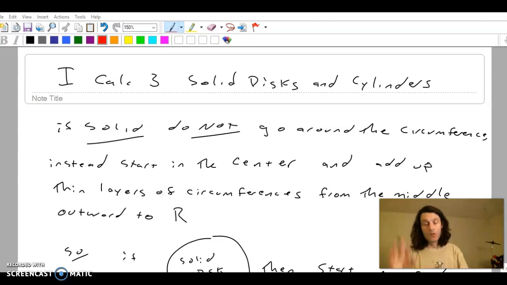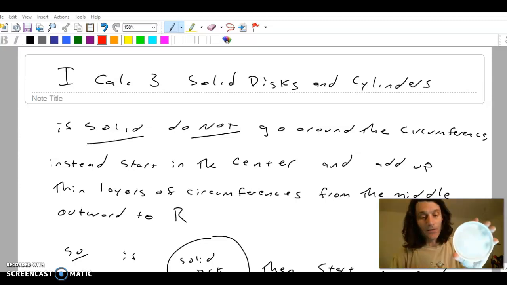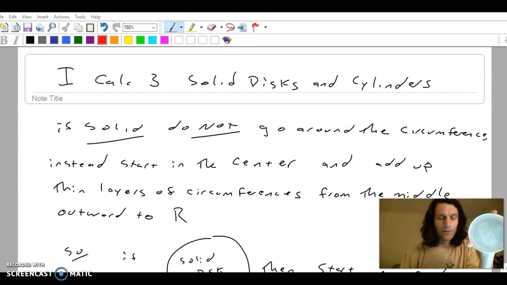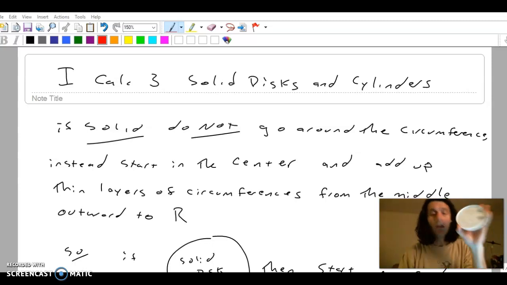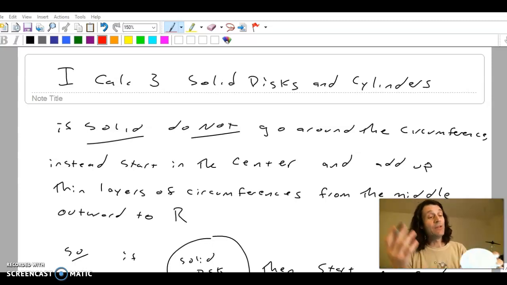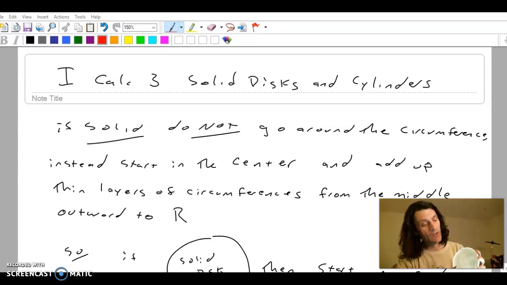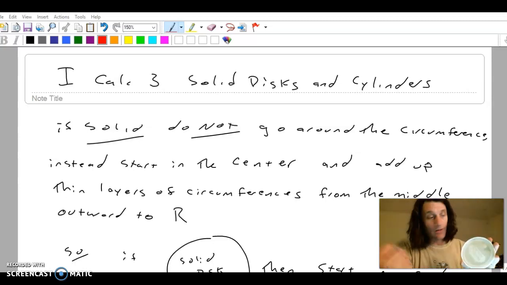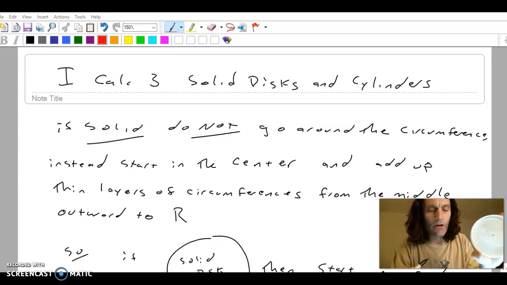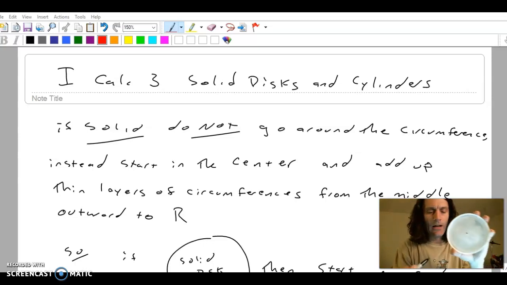All right, what that means is this is obviously a solid disc. What if I wanted to take the advice of the Rolling Stones and paint it black? What I could do with this Sharpie to illustrate is start in the middle. I'm going to put a dot. That is now our axis of rotation.